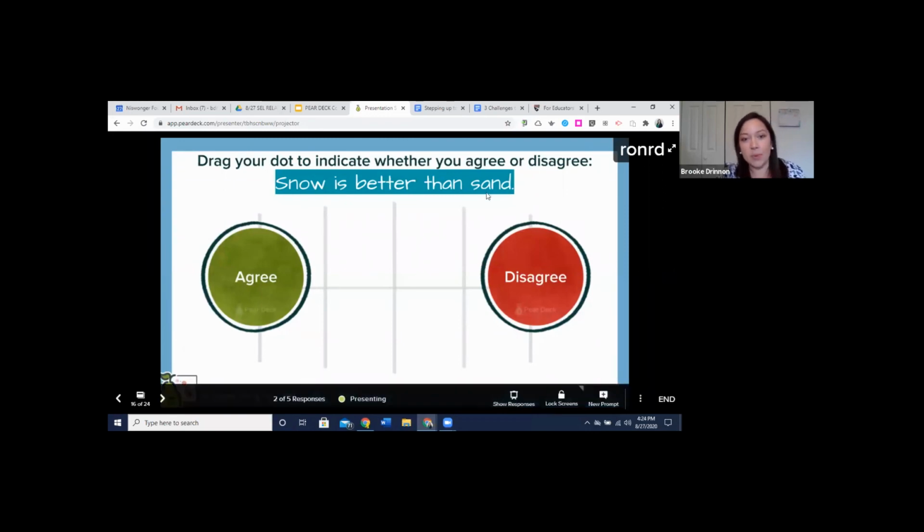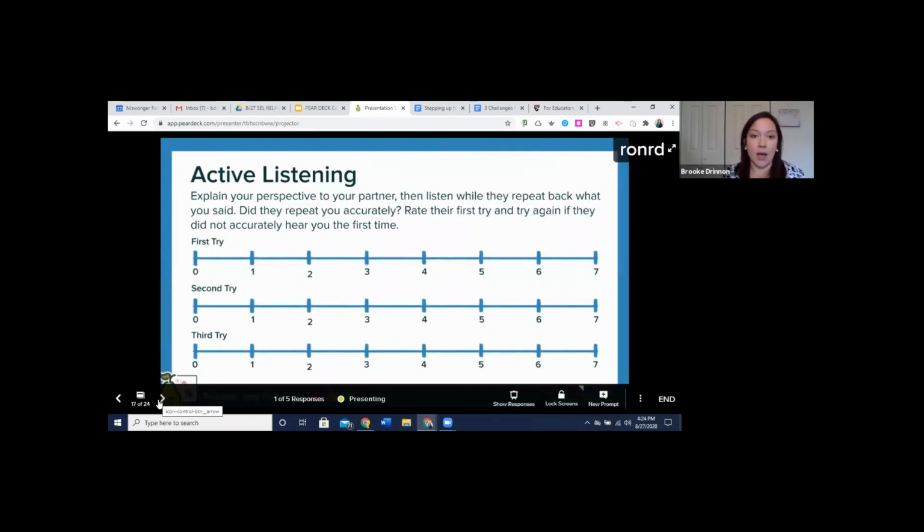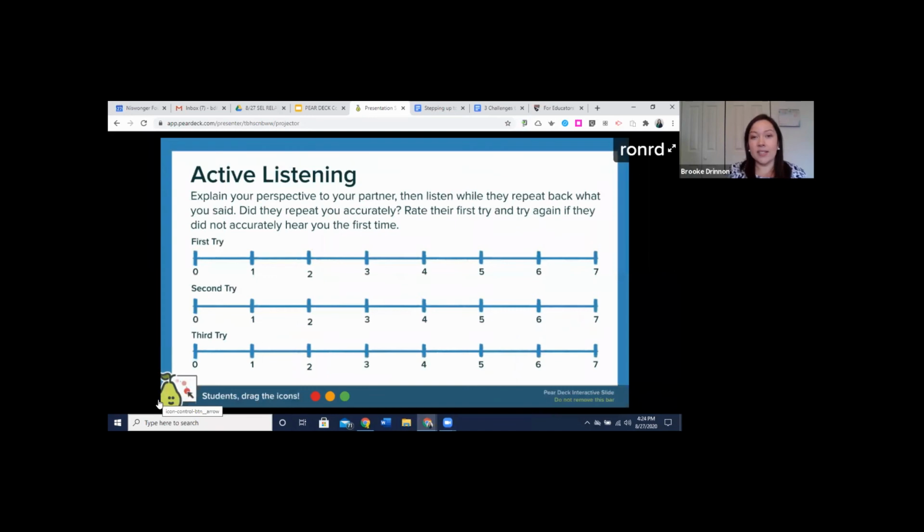I put something really simple up here, snow is better than sand. And then you can drag your dots to agree or disagree with that. So we have some polar opposites in the room. So then we could pair them up either using something like a Zoom room. I've also seen some ideas for turn and talk alternatives, such as having a phone buddy that students know is their turn and talk buddy. So they actually have phone numbers so that they could call and talk with one another.